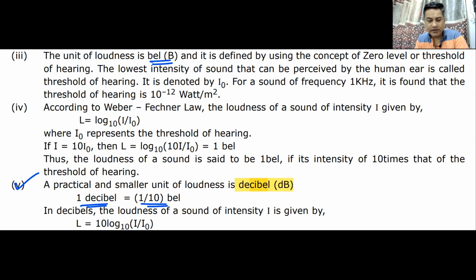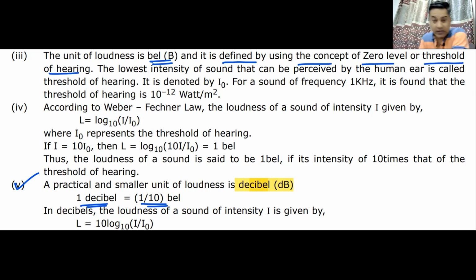The decibel is the unit that we normally use for sound. Now, how do we understand the unit of sound? It is defined by using the concept of zero level or threshold of hearing. Now, you must be aware of this threshold of hearing. What do you mean by this threshold of hearing? It is the lowest intensity of sound that can be heard by the human ear, and it is known as the threshold of hearing. This threshold of hearing is denoted by the letter I naught.